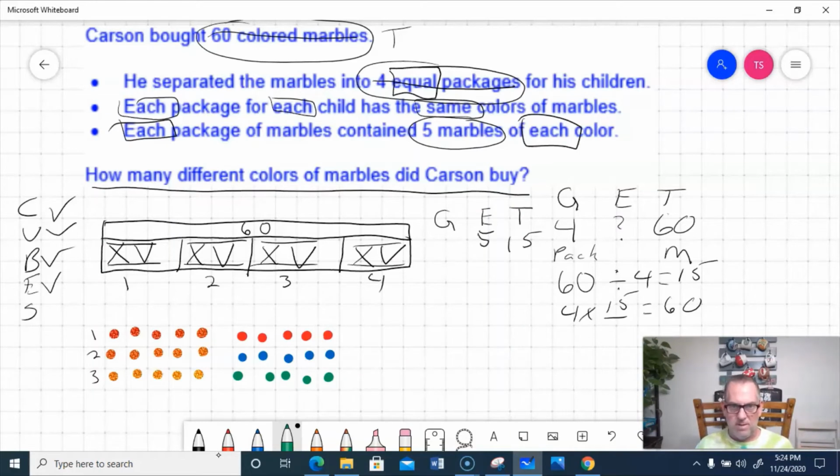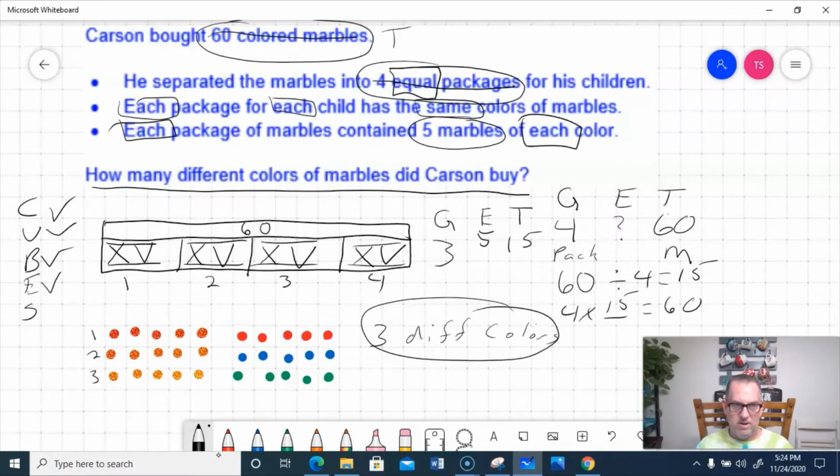So that means that there are 3 different groups right there, or 3 different colors. So there's 3 different colors of marbles. And that does answer my question.